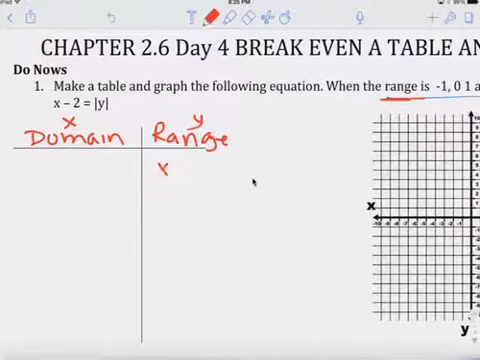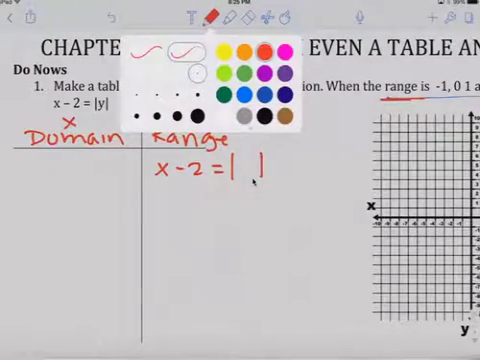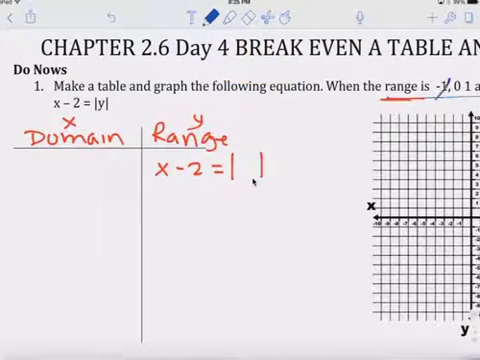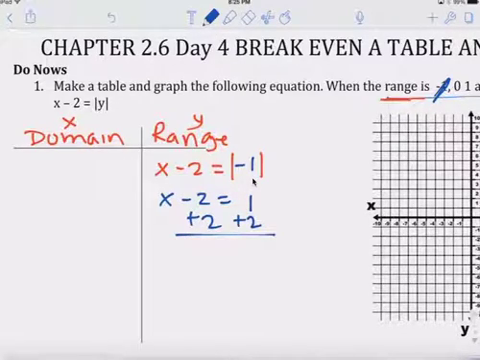The range here is x minus 2 equals the absolute value of y. Substitute the y with a negative 1. Right here, this number here, negative 1. Okay, absolute value of negative 1 is 1, equals x minus 2. You have to add 2, add 2. X equals 3. So your ordered pair is 3, negative 1.